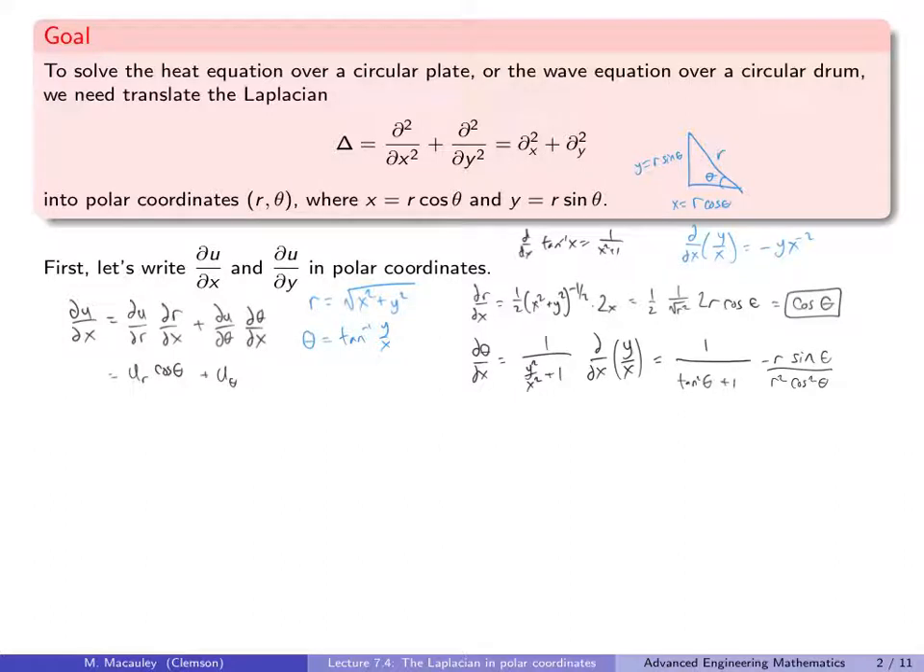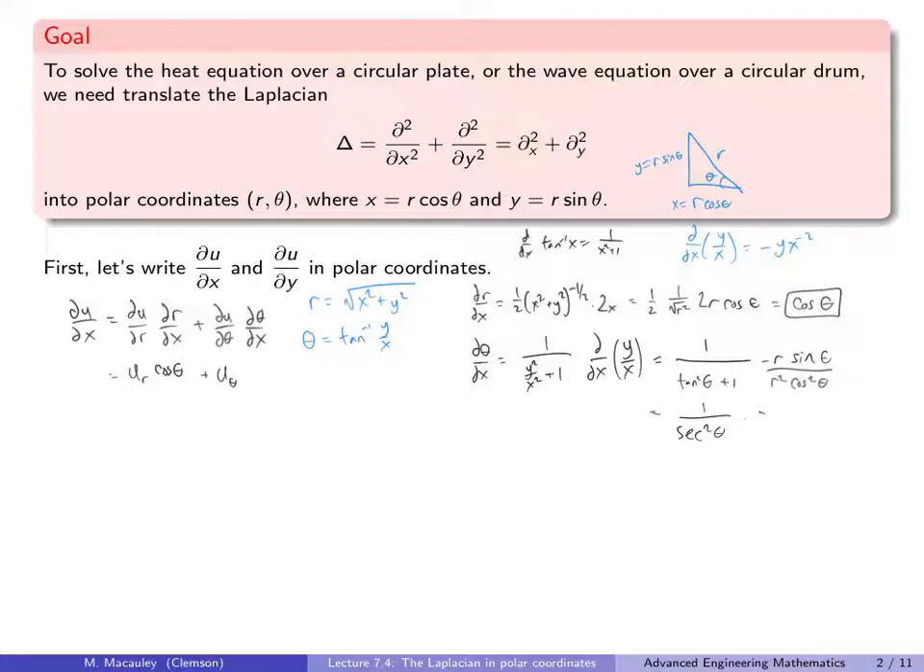Okay, so things are going to cancel. Things are going to simplify. How do they simplify? First of all, tangent squared of theta plus 1 is secant squared. So this is 1 over secant squared of theta.